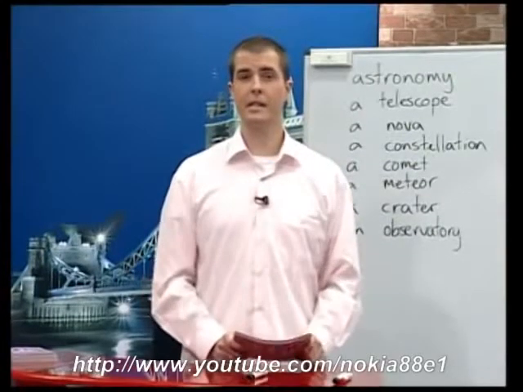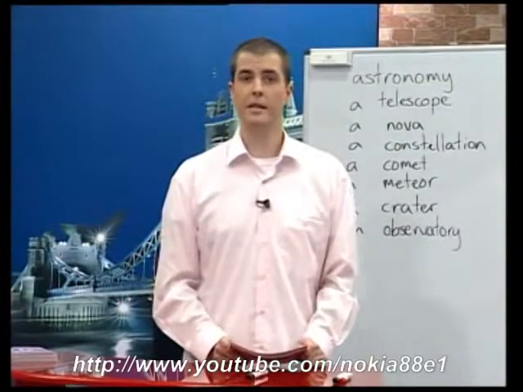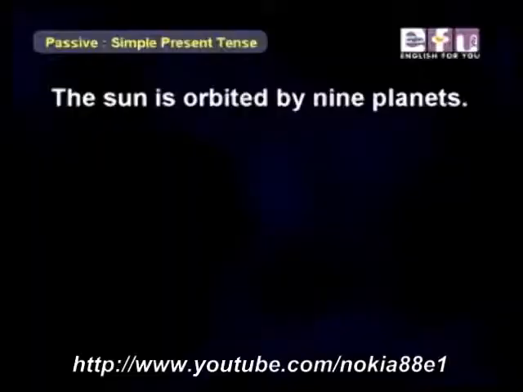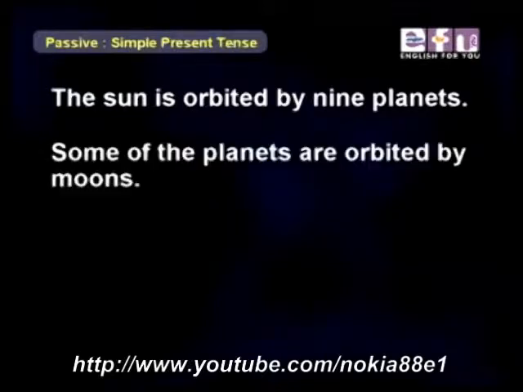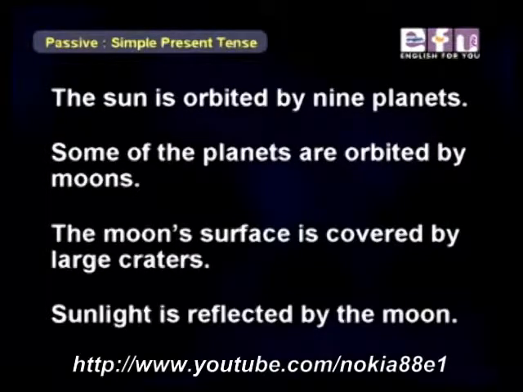Now these sentences are in the active voice. Let's look at the same sentences in the passive voice. The sun is orbited by 9 planets. Some of the planets are orbited by moons. The moon's surface is covered by large craters, and sunlight is reflected by the moon.